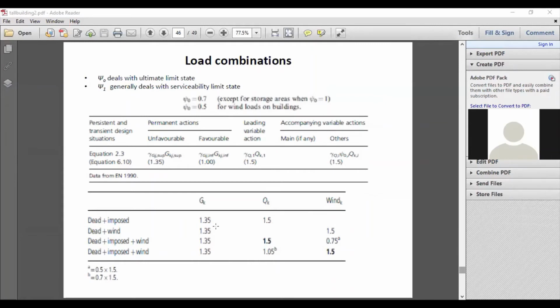we use a factor of 1.35. And for live loads, we use a factor of 1.5. So when you want to design a beam, what we do is we'll go for 1.35 GK plus 1.5 QK. We'll use something like this.